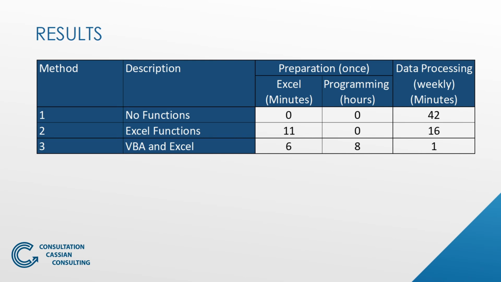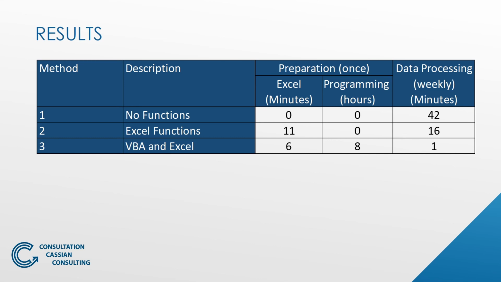Let's analyze the results. Method 1, we did not prepare any templates or formulas, but it took 42 minutes to process the data, and this needs to be done on a weekly basis. Method 2, it took 11 minutes to prepare the template and formulas, and it will take 16 minutes on a weekly basis to process the data. Method 3, it took 6 minutes to prepare the templates and formulas, and a big 8 hours for generating the VBA code. This again is done only once, but for data processing, it will take only 1 minute per week.